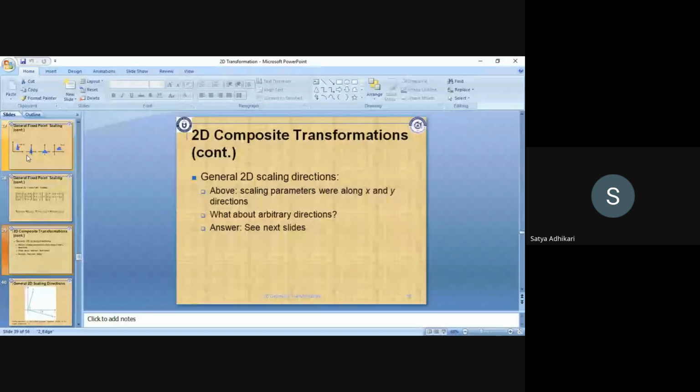Composite transformation. We know that the scaling parameters were along the x-axis and y-axis direction, sx and sy. When we make scaling with respect to the x-axis and y-axis, the scaling factors are sx and sy. sx is the scaling factor about the x-axis, and sy is the scaling factor about the y-axis. We can also take the scaling factors in another direction, any arbitrary direction, not about the x-axis and y-axis. Let us see how.